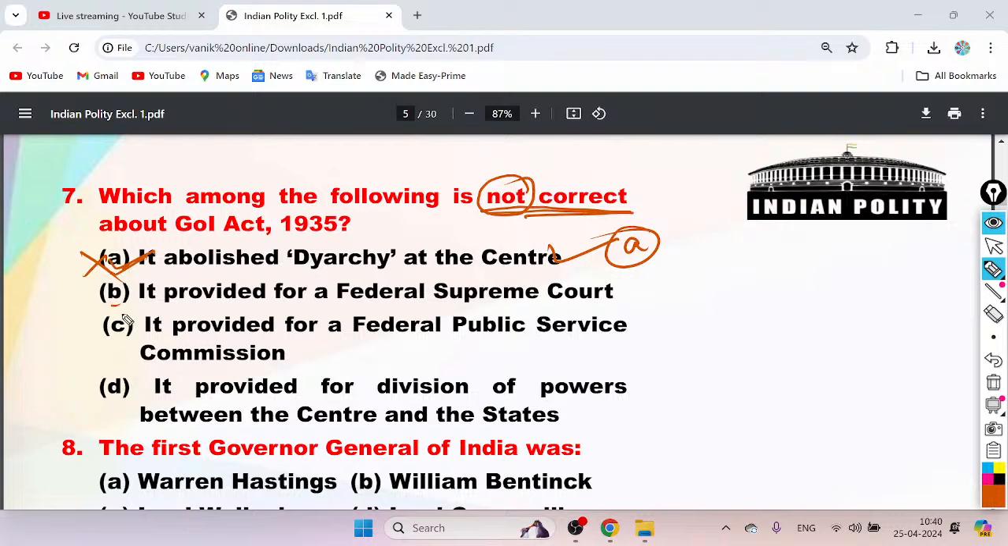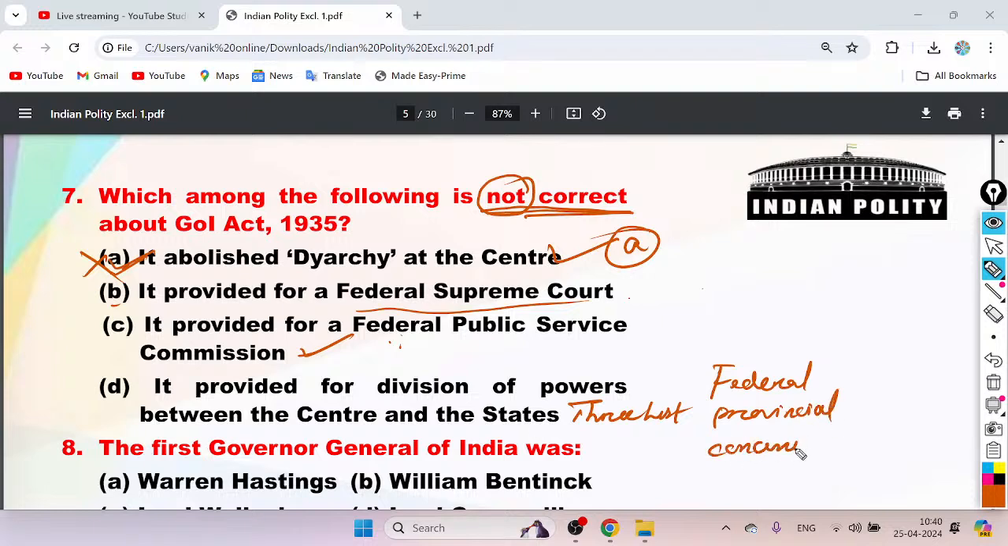Let us examine other options. It provided for a federal Supreme Court, yes, which was established on 1st April 1937. Provided for a federal body, yes. Federal Public Service Commission, Provincial Public Service Commission, Joint Public Service Commission. Yes. It provided for division of power, yes. There were three lists: federal list, provincial list, and concurrent list.